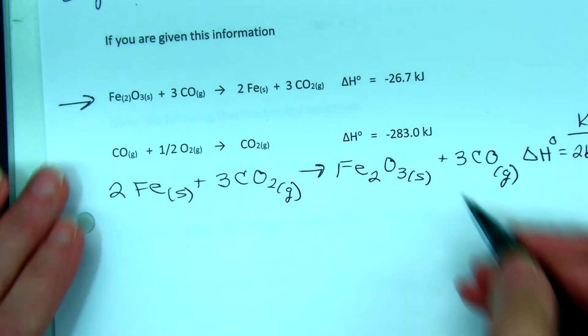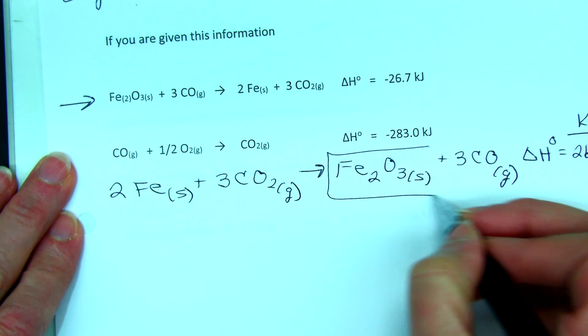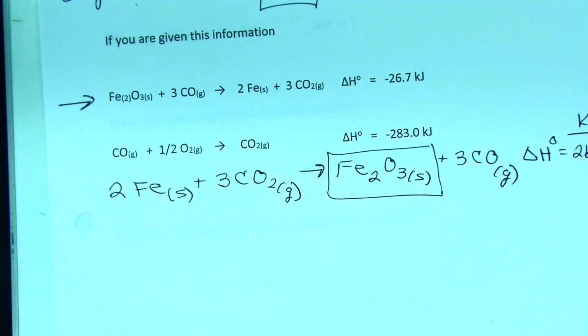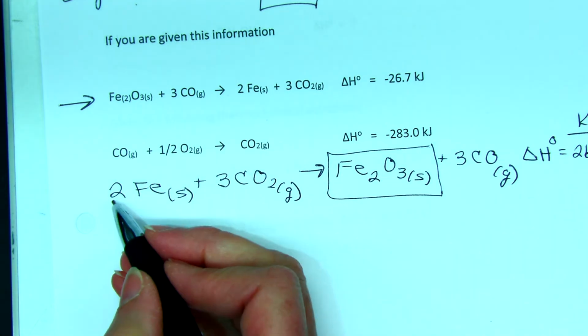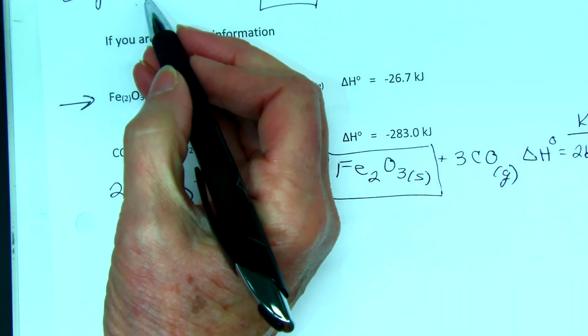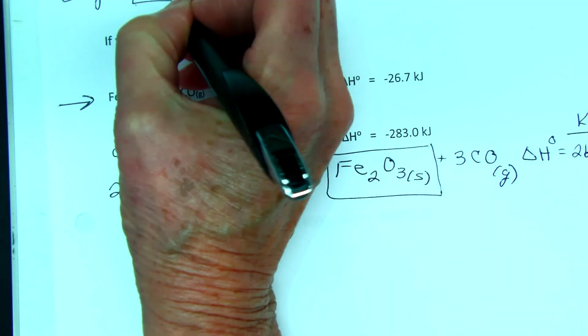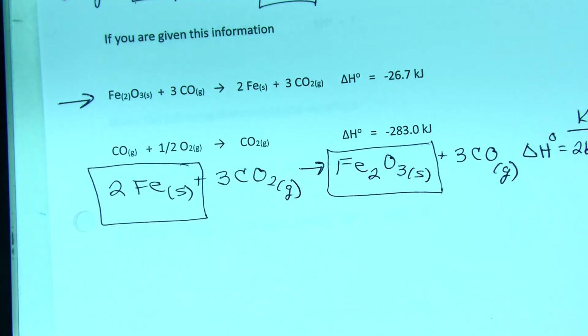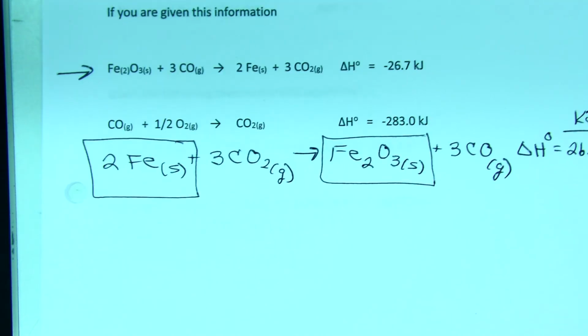Now when I look at this, I have this piece where I need it. And I also got lucky. I now have 2 moles of iron where I need it. So that worked out with one equation. But when I look at this, I've got carbon dioxide and carbon monoxide in there that I don't want in there. So we're going to have to deal with those as well.